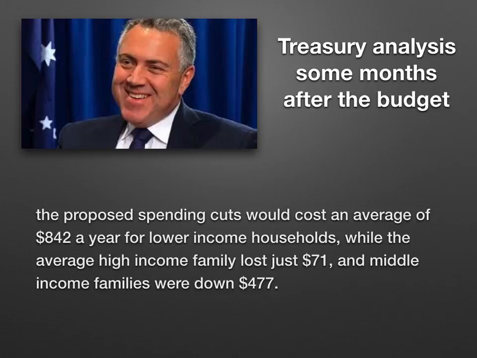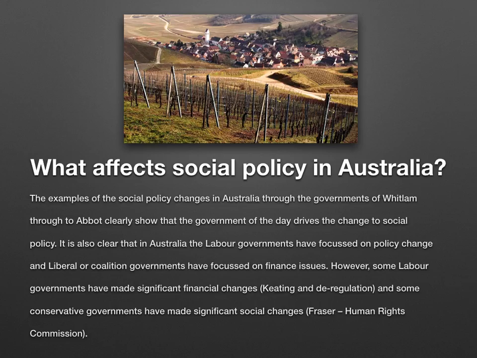Middle income would be down $477, and very high income families would lose just $71. So it was a very unfair budget, and when people look back and analyse it now, it was quite unfair. So what does affect social policy in Australia?